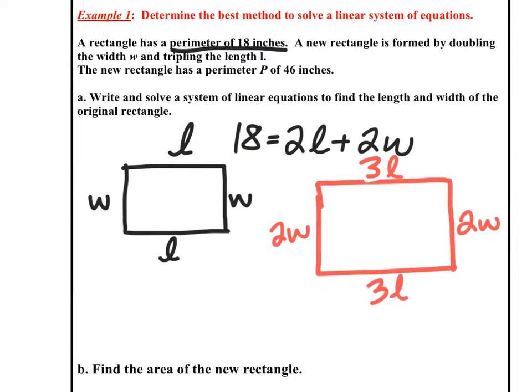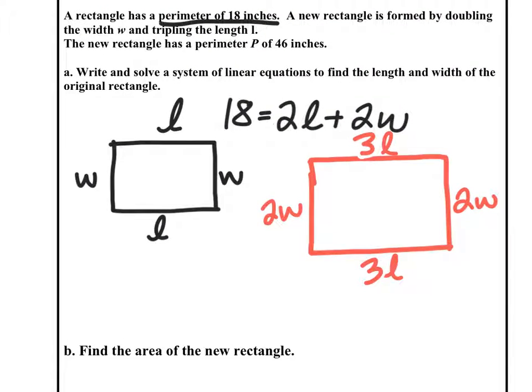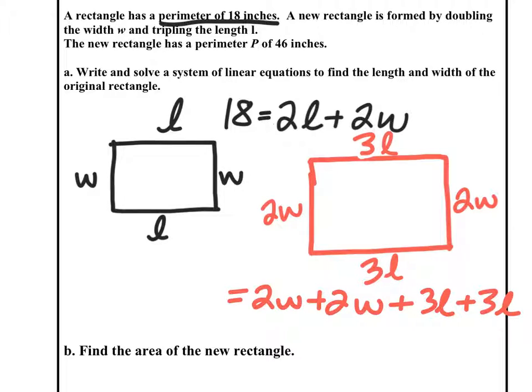So if it helps you, you could just write it out, and then we can simplify it in a second. So 2W plus 2W plus 3L plus 3L is equal to the perimeter, which is what? 46. That's an awfully long equation. I would combine like terms and make that, what would the new equation be, Ben? 4W plus 6L. Yeah. 4W plus 6L.